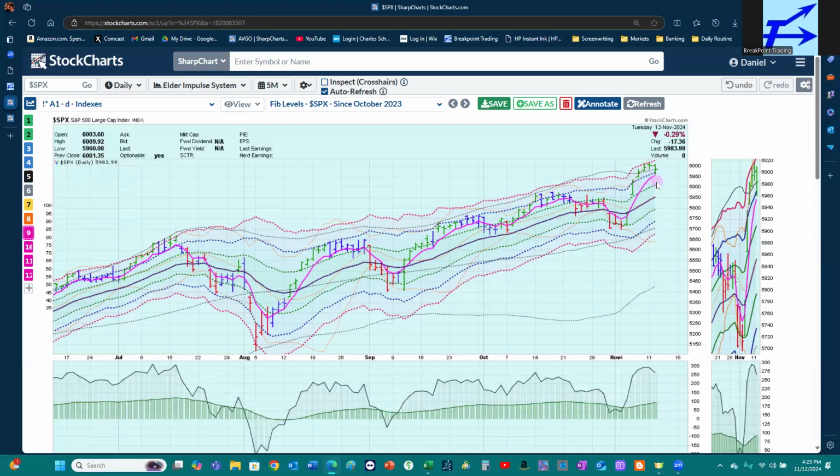I think it will probably try to get back to the mean again. Right now, that's at 58.50 roughly, but this is rising. So somewhere around 58.75 to 5900, somewhere in that area, I think the market probably will get to.